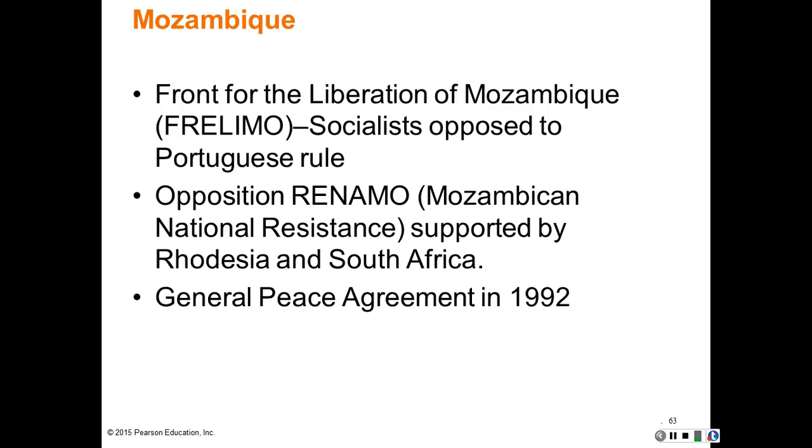Mozambique, in a similar vein, had the Front for the Liberation of Mozambique, which were socialist, communist, opposed to Portuguese rule. Once again, this was in reaction to the brutal and extreme colonial exploitation from the Portuguese. Opposition to this group was the Mozambique National Resistance, and this group was supported by Rhodesia and South Africa, once again concerned about the spread of communism in Southern Africa. A general peace agreement was reached here in 1992.